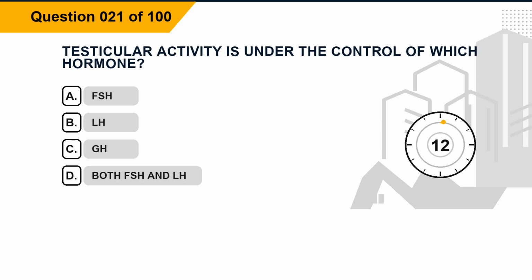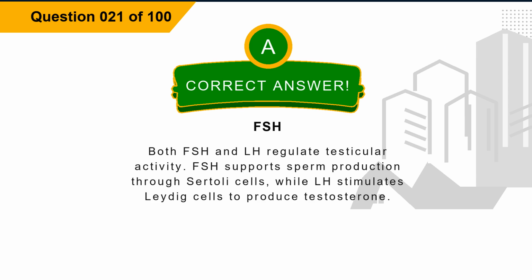Question 21. Testicular activity is under the control of which hormone? Option A, FSH. Option B, LH. Option C, GH. Option D, both FSH and LH. The correct answer is option A, FSH. Explanation. Both FSH and LH regulate testicular activity. FSH supports sperm production through Sertoli cells, while LH stimulates Leydig cells to produce testosterone.